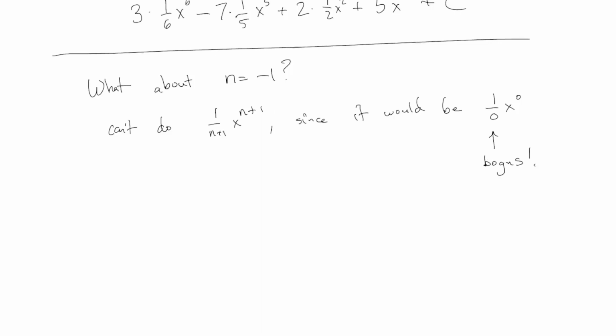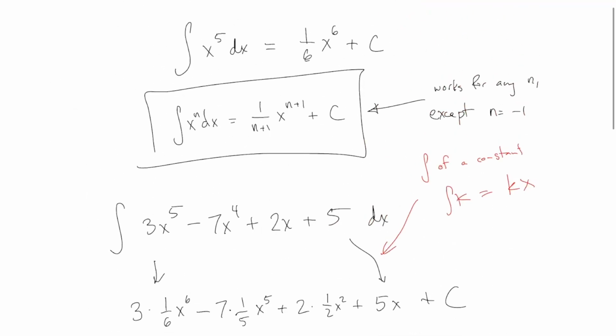All right, so if you ever find yourself doing the antiderivatives and you end up writing something like this and you think to yourself, that doesn't look right to me, you are correct. It's not right. You can't do that rule inside the box here. This just doesn't work when n equals -1.